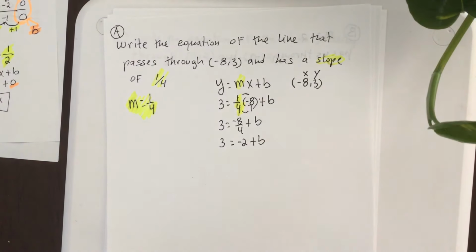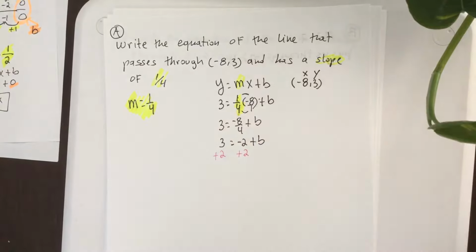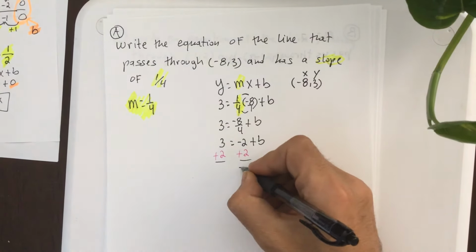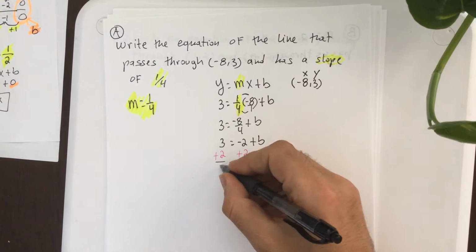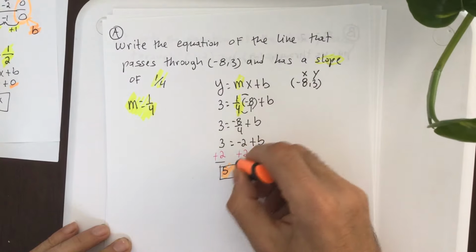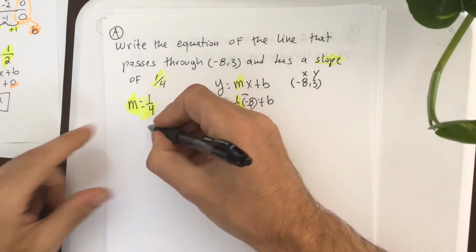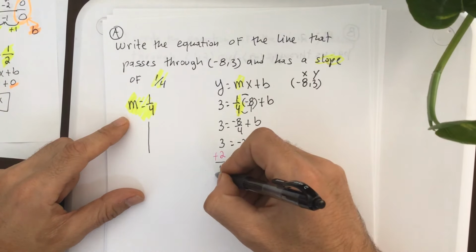And now we got a one-step equation that we can solve, and that's easy. We add 2 to both sides of the equation to keep the balance. And what we got over here is b is equal to 5, 3 plus 2. So I got all the information that I want. This is my b. So now I can put it together. I got my m, I got my b.